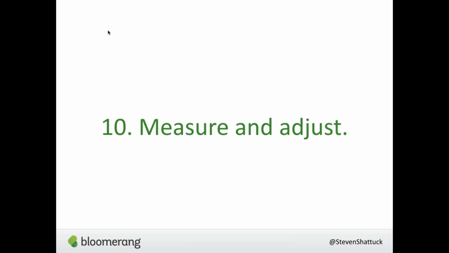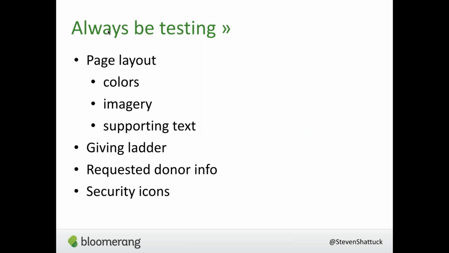And then last thing, and this applies to all 9 other things I've talked about, is, you know, measure and be keeping an eye on how we're doing. How is that giving ladder performing? Do we need to change it up? Should we go from $52 to $47? Did that make a difference? Is the photo we're using the best photo?